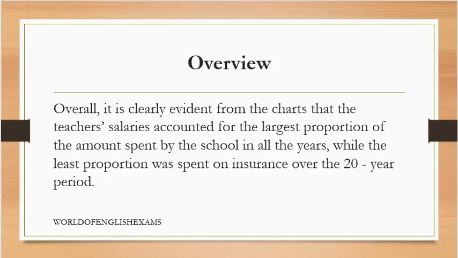So once again I'll read it. Overall, it is clearly evident from the charts that the teacher salaries accounted for the largest proportion of the amount spent by the school in all the years, while the least proportion was spent on insurance over the 20-year period. This is as simple as that, and as you can see, I did not represent any figures here. I did not write any numbers. So do start writing it, and your time of 1.5 minutes starts now.